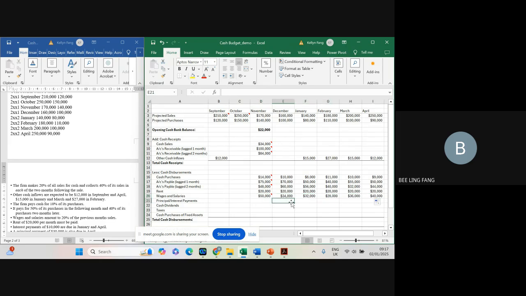Okay. So importantly, you must get this correct. If you're using Excel, you must get the formula correct for the first column here. Then you can drag the formula.